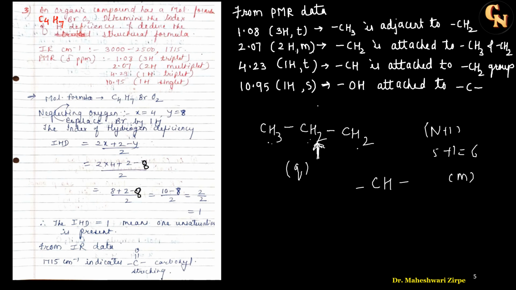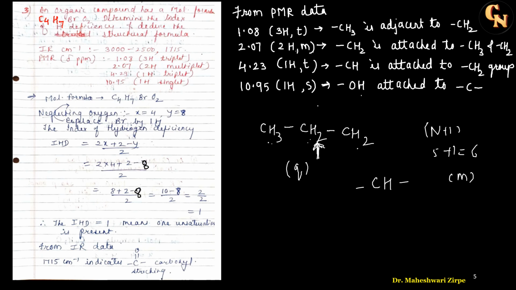The next is 10.95. Now whenever it is 10.95, 11, more than 10, that indicates what? OH stretching. Students, remember, more than 10 delta value indicates OH stretching. So when it is saying that one hydrogen showing singlet, this hydrogen will obviously show singlet. It is directly attached with oxygen and highly deshielded. 10.9 indicates it is highly deshielded.